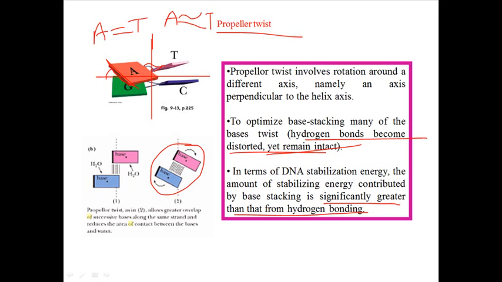You have the bases, and this is the hydrogen bonding; they will interact with each other. So normal twist and normal rotation are there to align the bases in such a way that they can form hydrogen bonds, but the propeller twist helps to stack these bases much more efficiently, because they need to stack with each other via hydrophobic interactions.